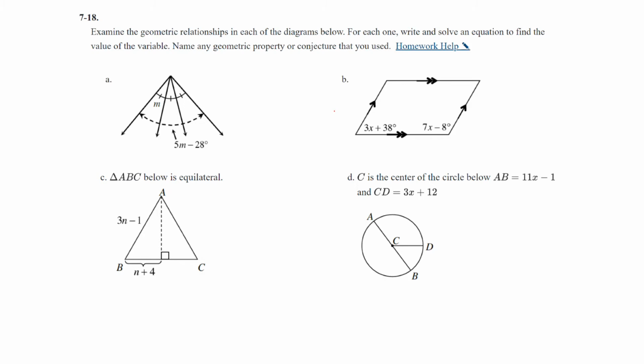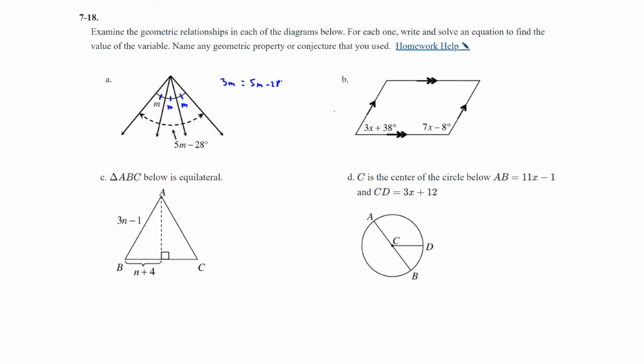Alright, on part A, we see that these three angles are all congruent. It's saying that the whole angle is 3m minus 28. So this angle is m, this one is m and this one is m. So 3 times m would be the bigger angle, and that should be equal to 5m minus 28 degrees, which is also the bigger angle.